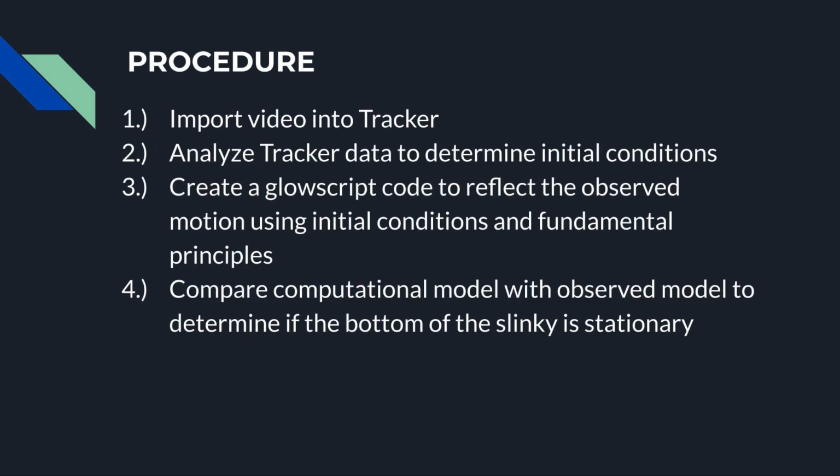And then how I was able to do this is I imported a video into Tracker, and then I analyzed the Tracker data to determine the initial conditions. Then I created a GlowScript code to reflect the observed motion using the initial conditions and the fundamental principles that I just shared. And then I was able to compare the computational model with the observed model to see if the bottom of the slinky is stationary.